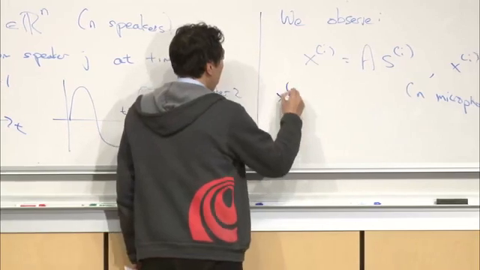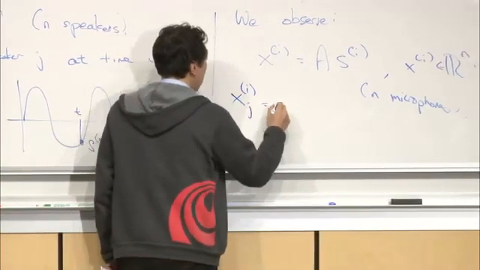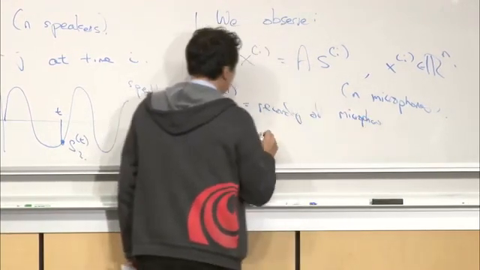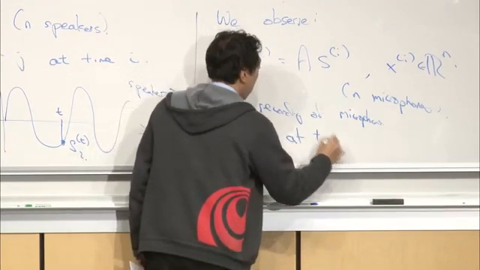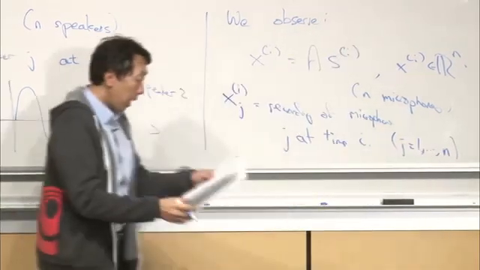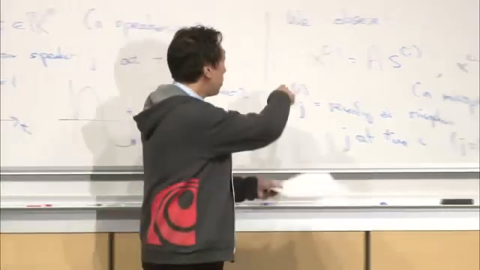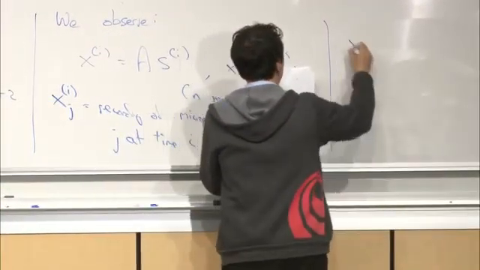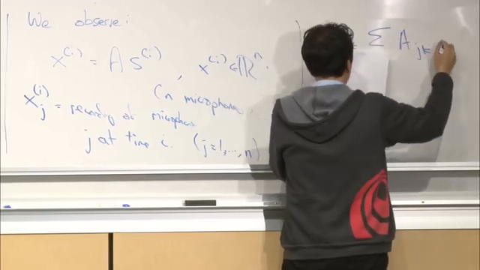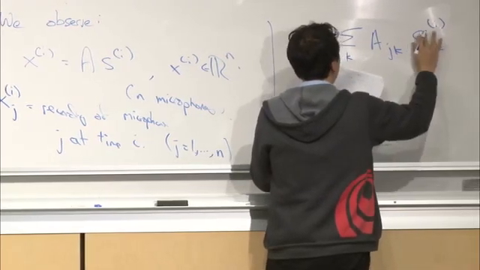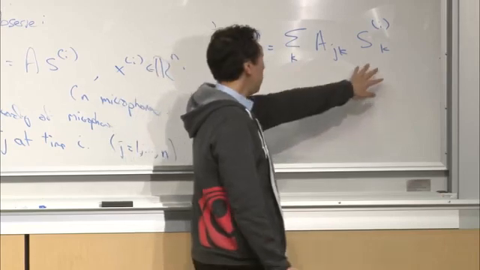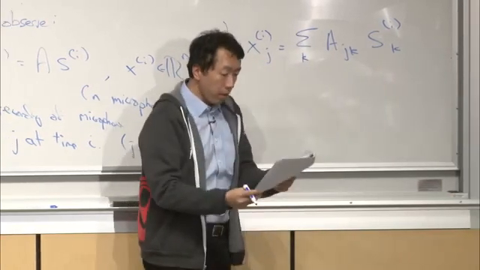And so x_ij is the recording of microphone j at time i, right? And so j will range from 1 through n. Okay? So to take this equation and write it in an equivalent way, x_ij is equal to the sum over k of A_jk s_ik, right? So at time i, microphone j gets this linear combination of the k speakers.